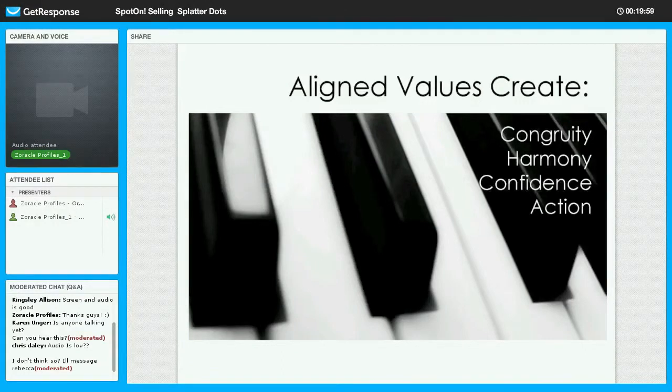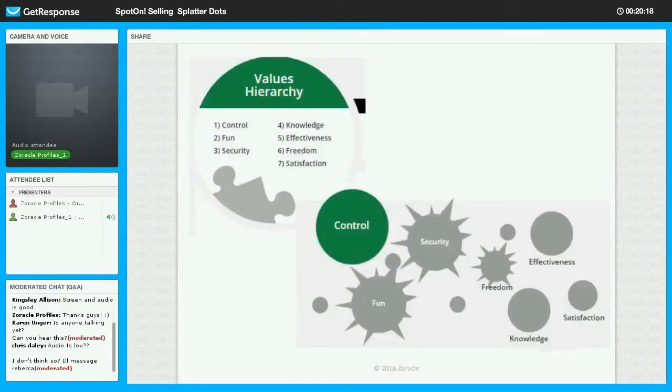So aligned values create a feeling, an actual visceral feeling in your prospective franchisee where they feel life is congruent. They are living a life that's congruent with their values, they're in harmony, and it also builds confidence. And it's this confidence that we need to help them move to the next step and make a decision and take some level of action. So let me show you a few examples, okay?